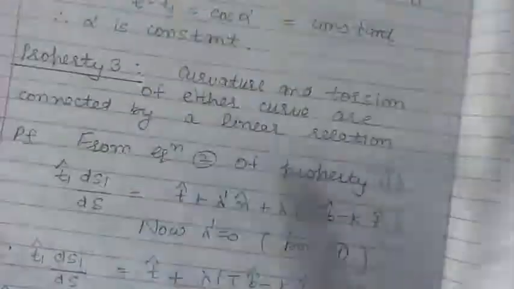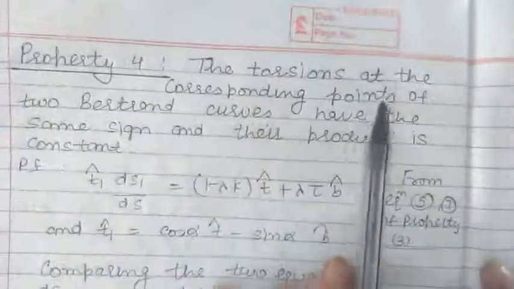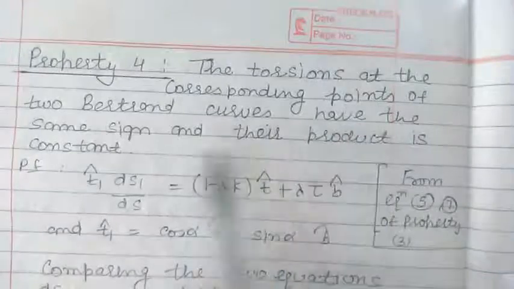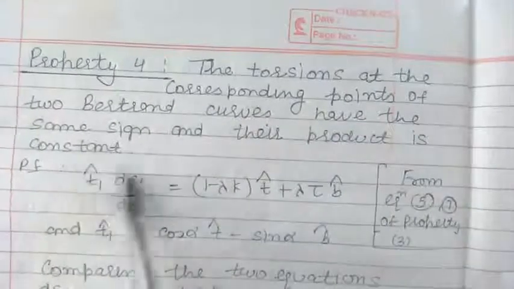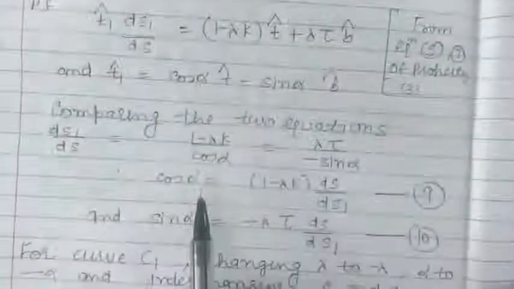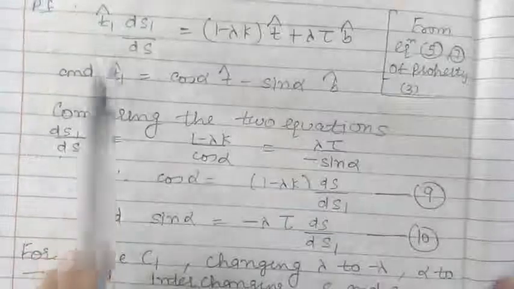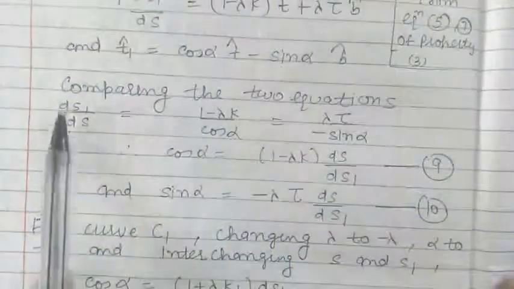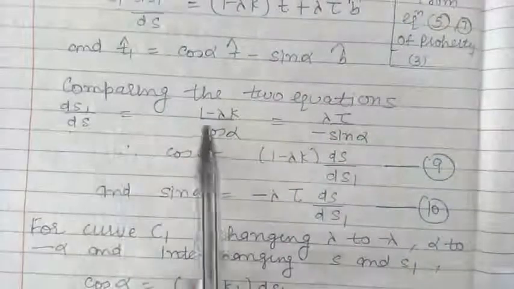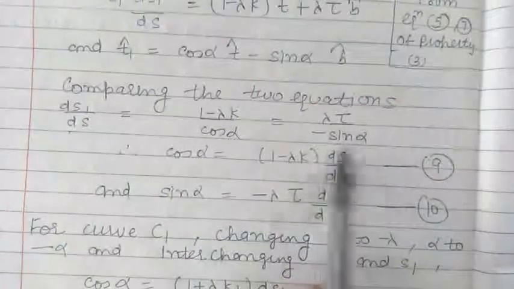Now, the last property is property number 4. The torsions of the corresponding Bertrand curves at the corresponding points have the same sign and their product is constant. In order to prove this, let us take equations 5 and 7 of property 3. These are the two equations. Now comparing the two equations, we get ds1 by ds is equal to (1 minus lambda k) by cos alpha is equal to lambda tau by minus sin alpha.